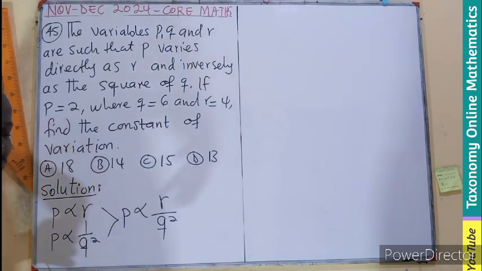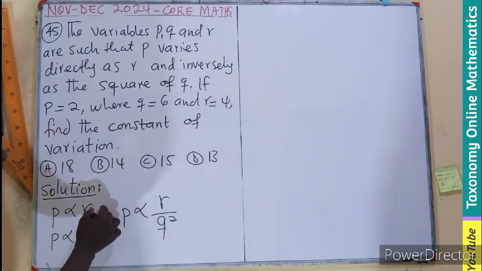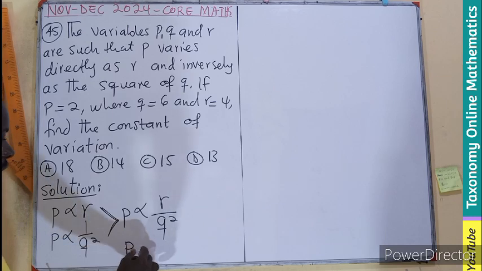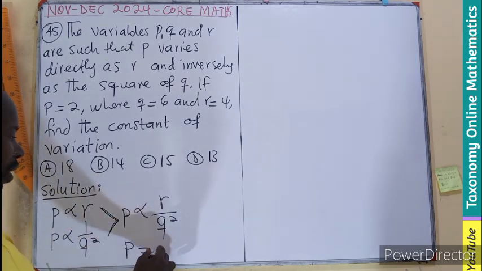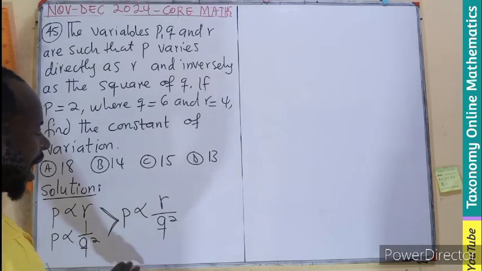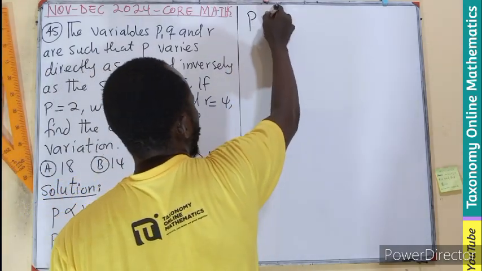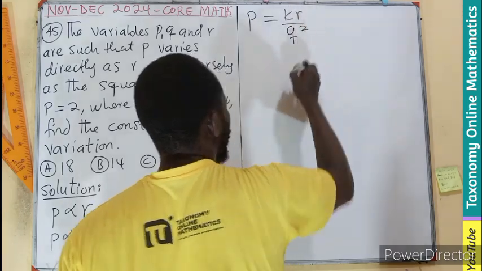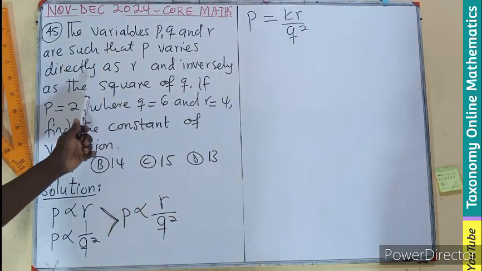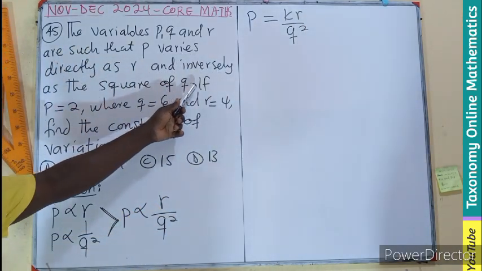Then by creating an equals to, we can have P equals the constant of proportionality or variation multiplied by R. So I'll be having P equals KR over Q squared. So that's what I'm saying. It varies as the square of Q.